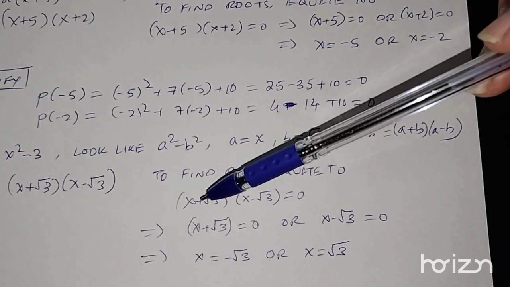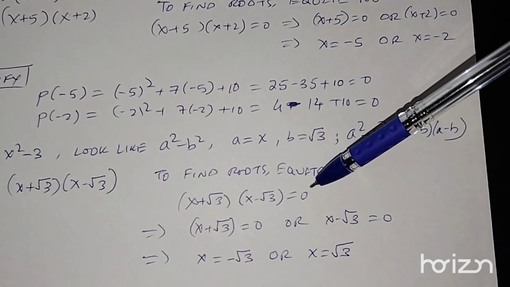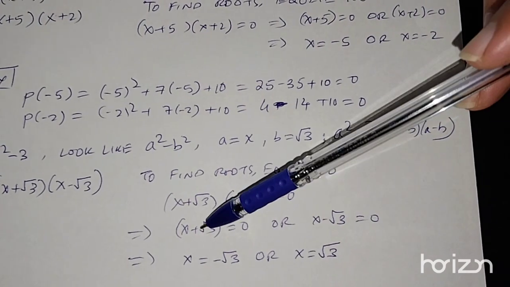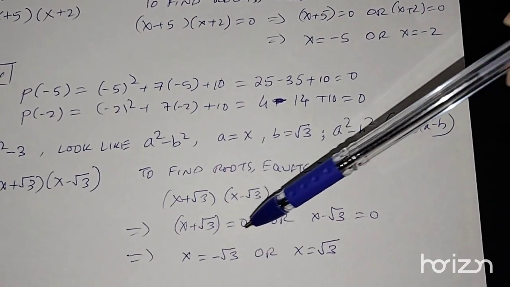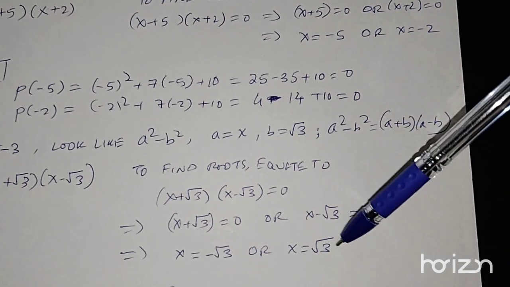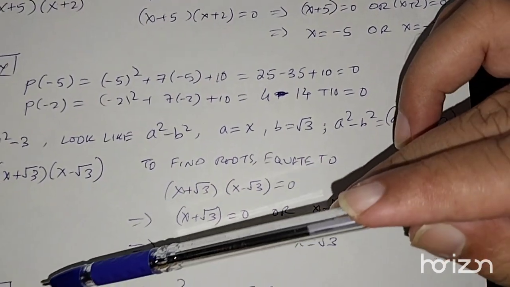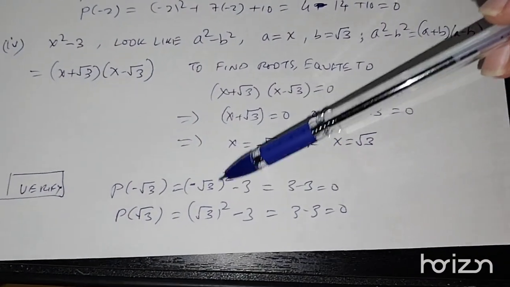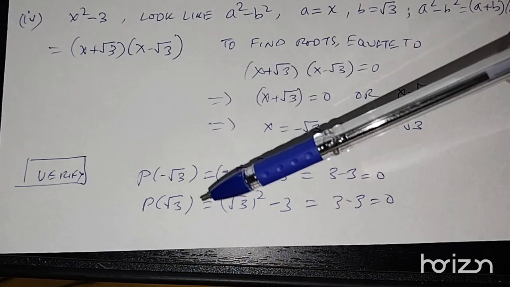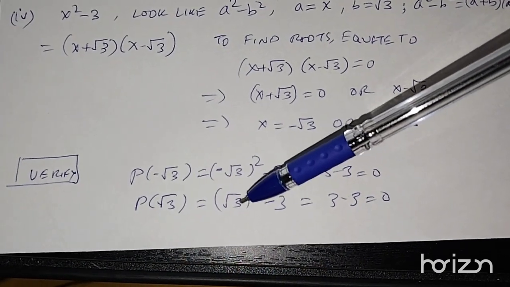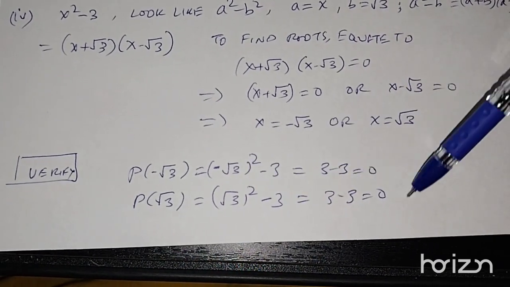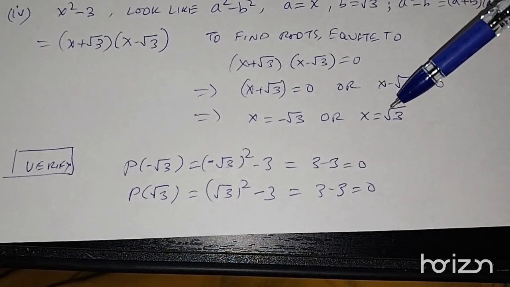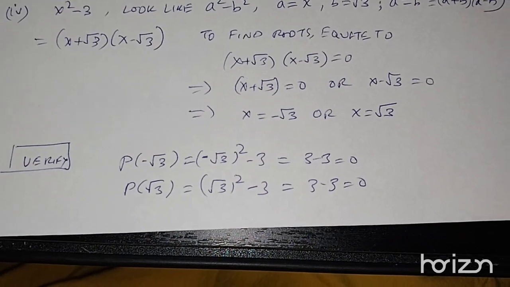To find the roots, equate x plus root 3 into x minus root 3 equal to 0. x plus root 3 is equal to 0 or x minus root 3 equal to 0. So x is equal to minus root 3 or x is equal to plus root 3. To verify, you substitute p of minus root 3: root 3 squared minus 3, you will get 3 minus 3 equal to 0. If you substitute root 3 also, root 3 into root 3 is 3, minus 3, you will get 0. So x is equal to minus root 3 and x is equal to root 3 are the roots.